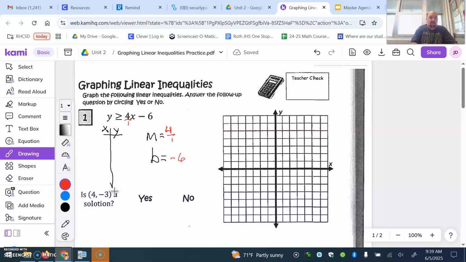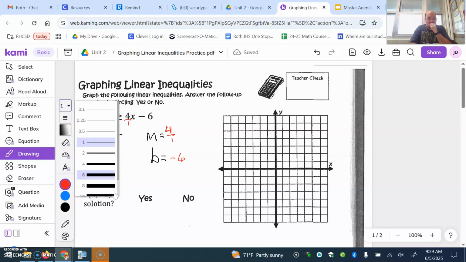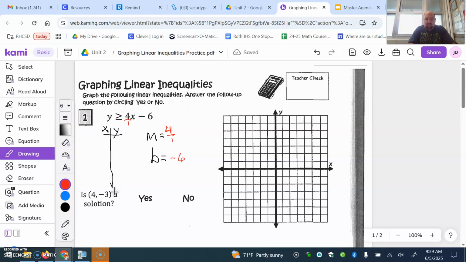That's negative 6, which, by the way, excuse me, is this point on the y-axis, negative 6. So I go down 6 spaces: 2, 3, 4, 5, 6, and I'll put a dot. Okay, so now I need some more points.